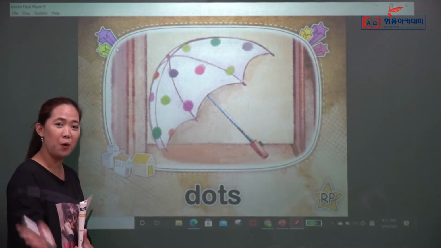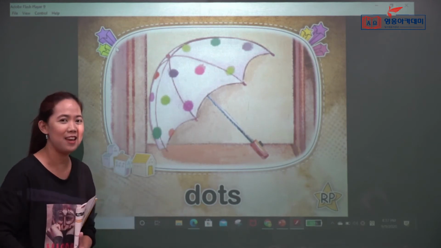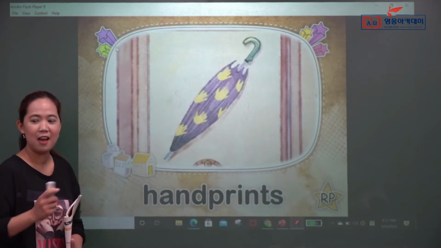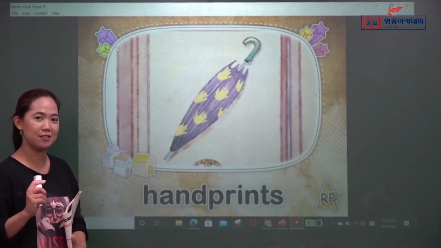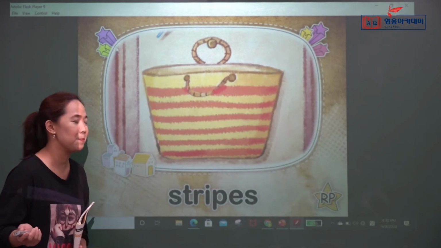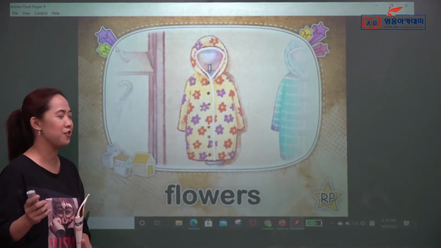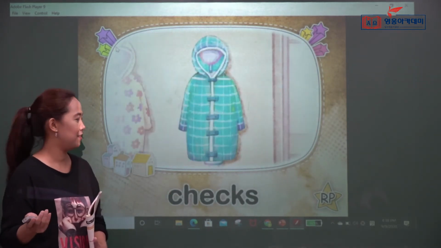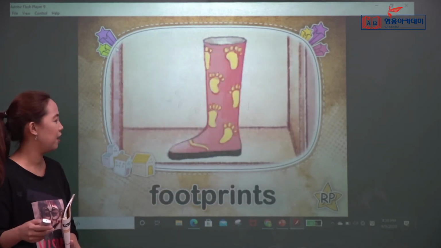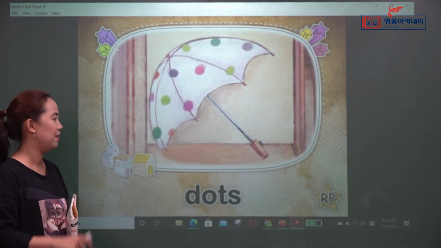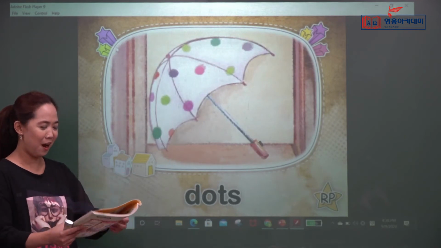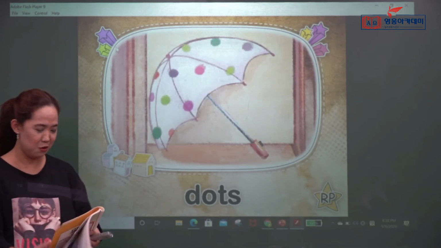Now, let's do it one more time, real quick. Ready? Start. Dots. Handprints. Stripes. Flowers. Checks. Stars. Footprints. Animal prints. That's it. All right, now let's move on to Quiz Me.